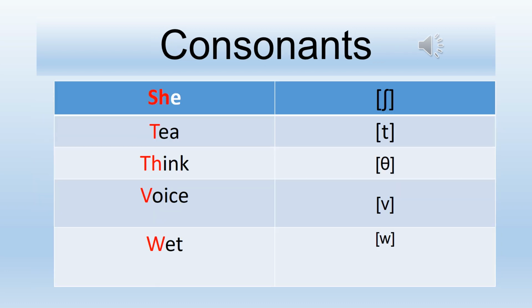In this section, we will be focusing on the consonant that may have more than one sound in different cases. So, the letter S and H will be as the word she. They will have the sh sound. The letter T. In this word, it's T. But if you look at the word think, letter T and H is going to be th. Th sound.